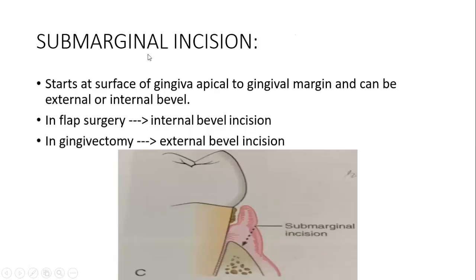And then we have the last incision, the submarginal incision. It starts at the surface of the gingiva apical to the gingival margin. Here is the gingival margin, and apical means downward from it. From here, it can be either an external bevel incision, that is to the bottom of the pocket, which we have just discussed, or an internal bevel incision, that will expose the bone. So if we are doing a flap surgery, it will be an internal bevel incision, and if we are doing a gingivectomy, it will be an external bevel incision, both of which we have just discussed in detail. I hope it made sense.